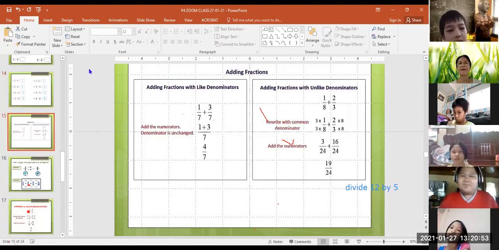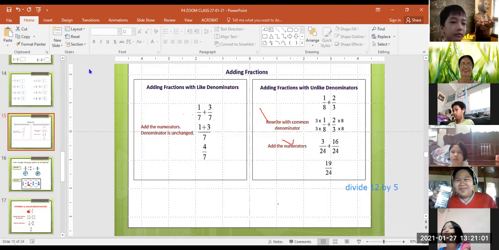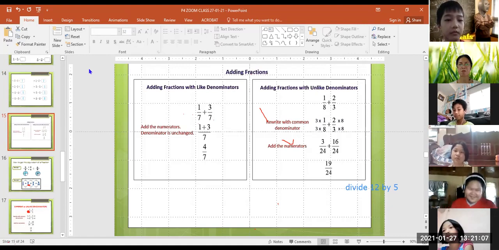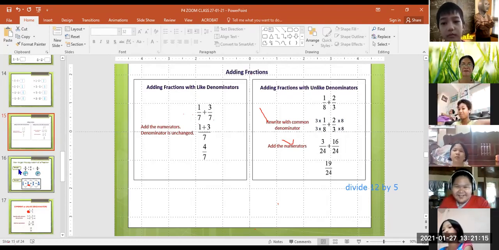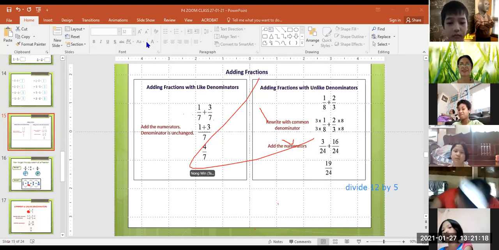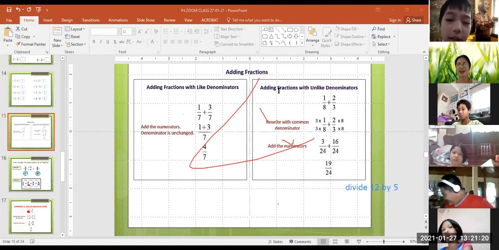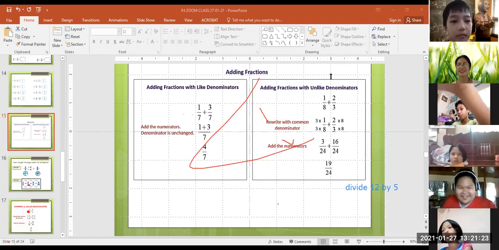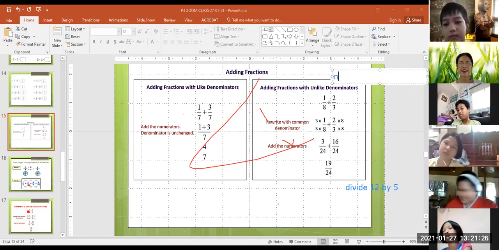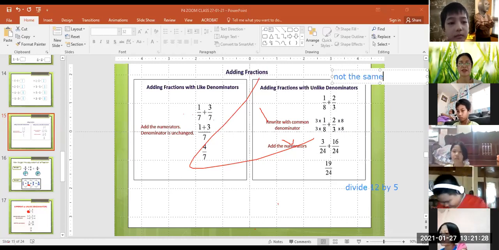Now let's see. This time we're going to add fractions with unlike denominators. What is unlike denominators? Unlike means not the same. Yes, they are not equal. Okay, they are not the same denominator. So that is your unlike.